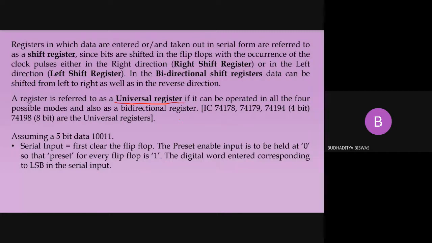So these are some IC numbers, because in one semester a question came from this: give one example of a 4-bit universal register. So this is the IC 74178, 179, 194. These are the 4-bit universal registers, and 74198 is the 8-bit universal register.